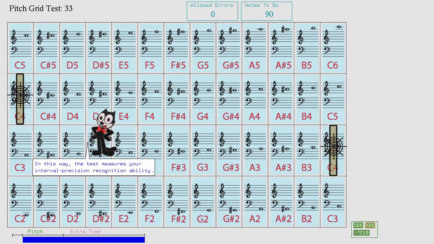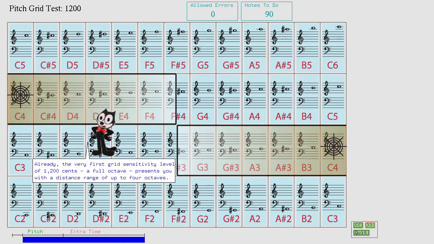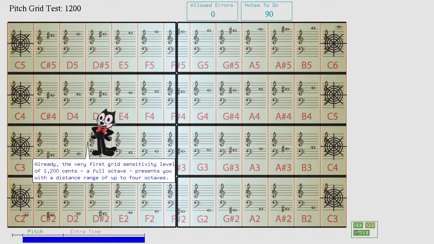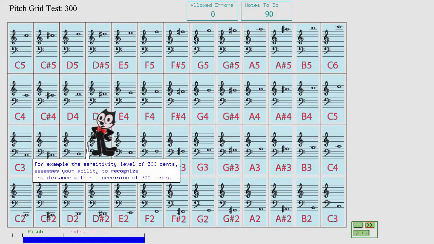In this way, the test measures your interval precision recognition ability. It does not test your ability to recognize a specific interval, but does test your ability to accurately recognize tone distances. It does so by exposing you always to multiples of the interval distance. Already, the very first grid sensitivity level of 1,200 cents, a full octave, presents you with a distance range of up to 4 octaves. For example, the sensitivity level of 300 cents assesses your ability to recognize any distance within a precision of 300 cents.